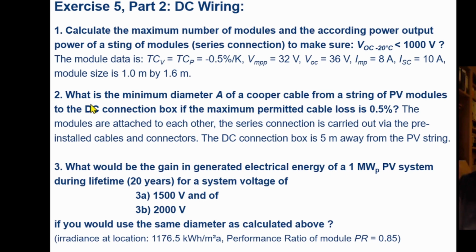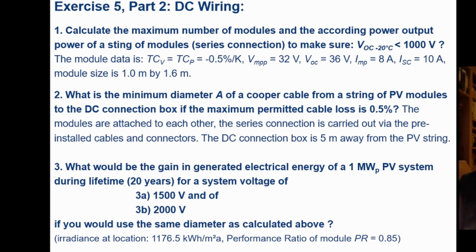Next question was, what is the minimum diameter A of a copper cable from a string of modules to the DC connection box if the maximum permitted cable loss is 0.5%? The modules are attached to each other. The series connection is carried out via the pre-installed cables and connectors. These are all included in the data sheet here, so we don't have to consider them. And what we also know is that the DC connection box is 5 meters away from the PV string.